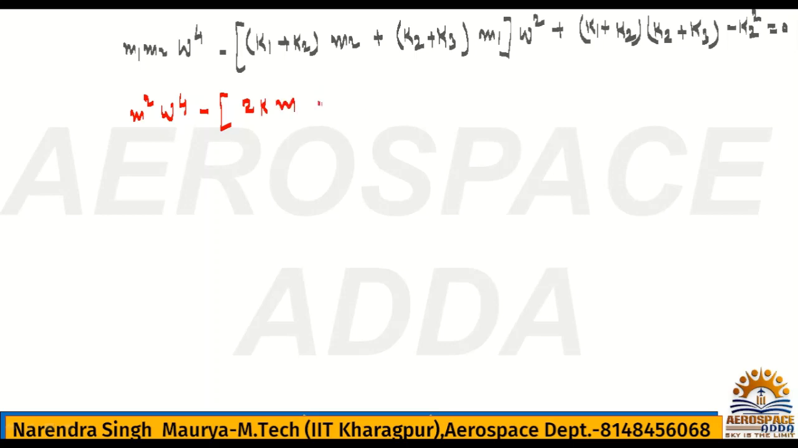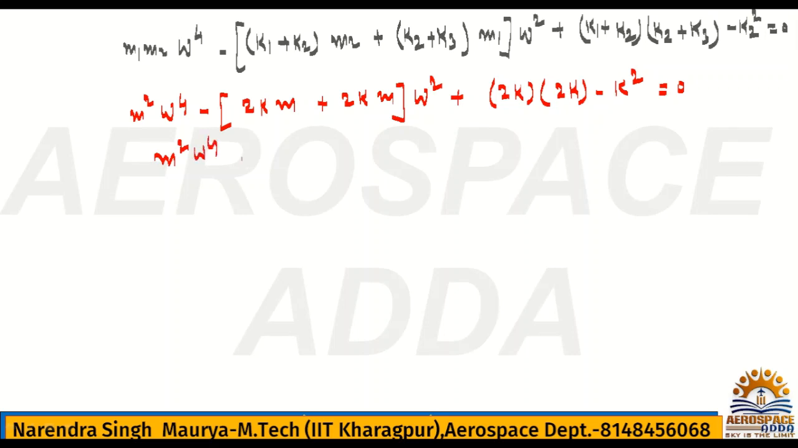What is M2? It is M, so 2K M. K2 plus K3 is what? Again 2K. What is M1? It's M. Okay, omega square. Plus, what is K1 plus K2? It's 2K. What is K2 plus K3? It's 2K. What is K2? K2 is nothing but K, so it is K square. Okay, so it becomes M square omega power 4 minus 4KM omega square, plus 2K times 2K, 4K square, minus K square is 3K square, is equal to 0.